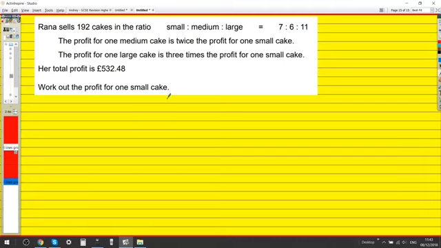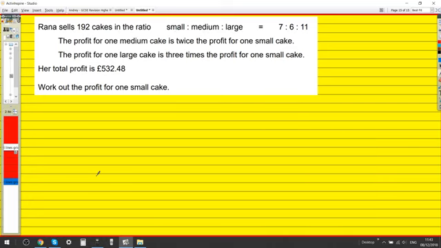Small, say, she sells 192 cakes in that ratio. The profit for one medium cake. The profit for one large cake is that. So let's figure out how many cakes she sells. So how many small, how many medium, how many large?